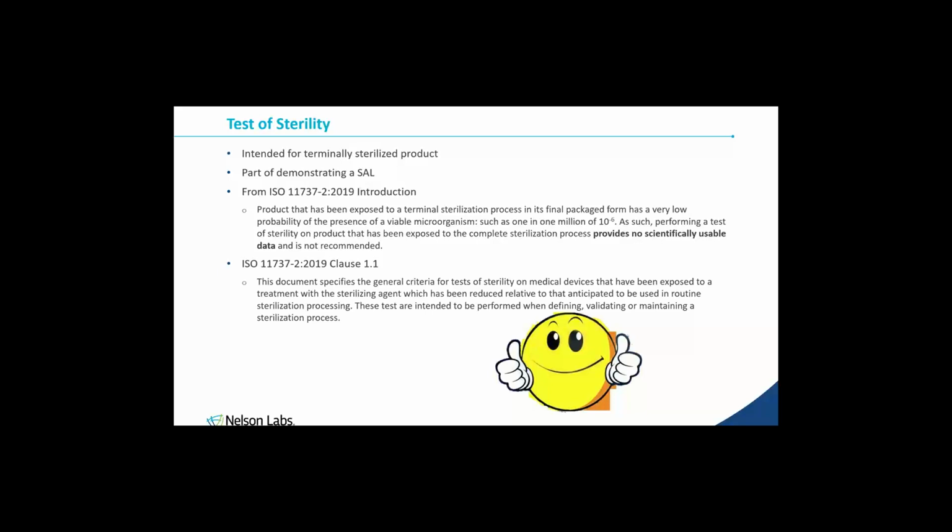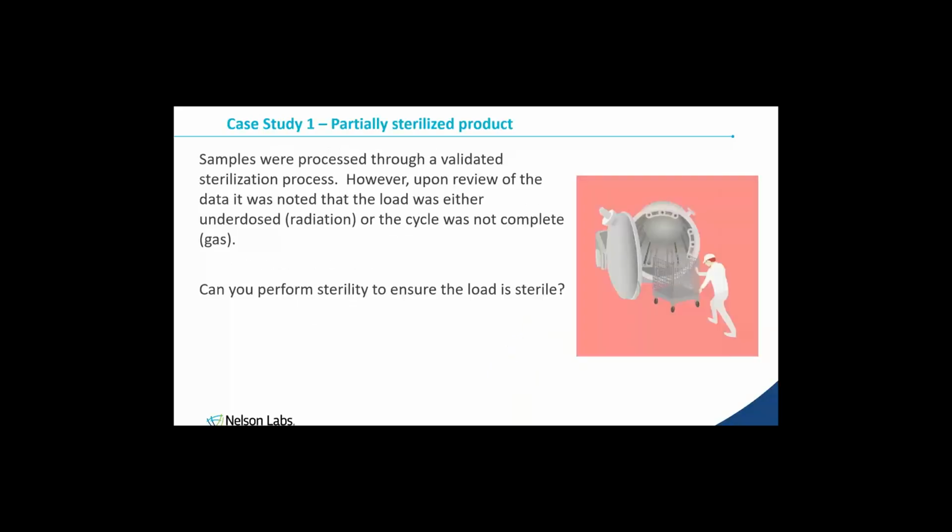Okay, let's look at some case studies. We've created these case studies based on the types of questions that we typically see. So we'll go through them together. The first one here is a partially sterilized product. These samples were processed through the validated sterilization process. You ran them through your EO or your radiation, and you're reviewing the data, and you notice that the load's either underdosed if it's radiation, or something went weird in the cycle for EO.